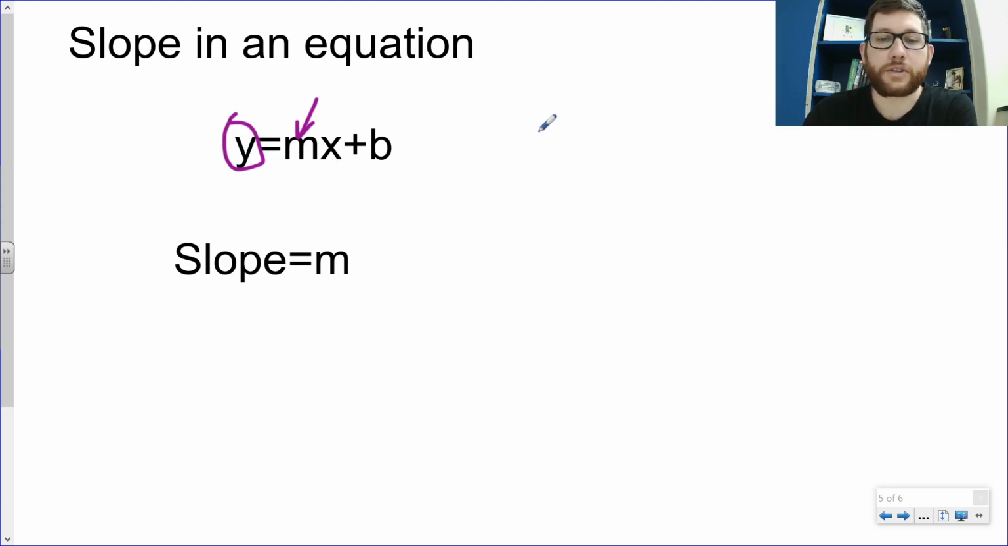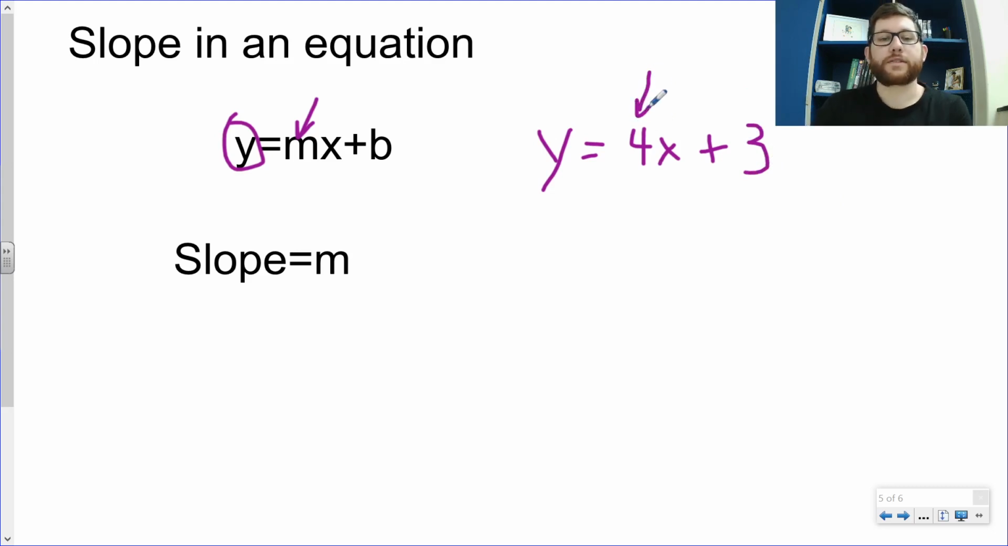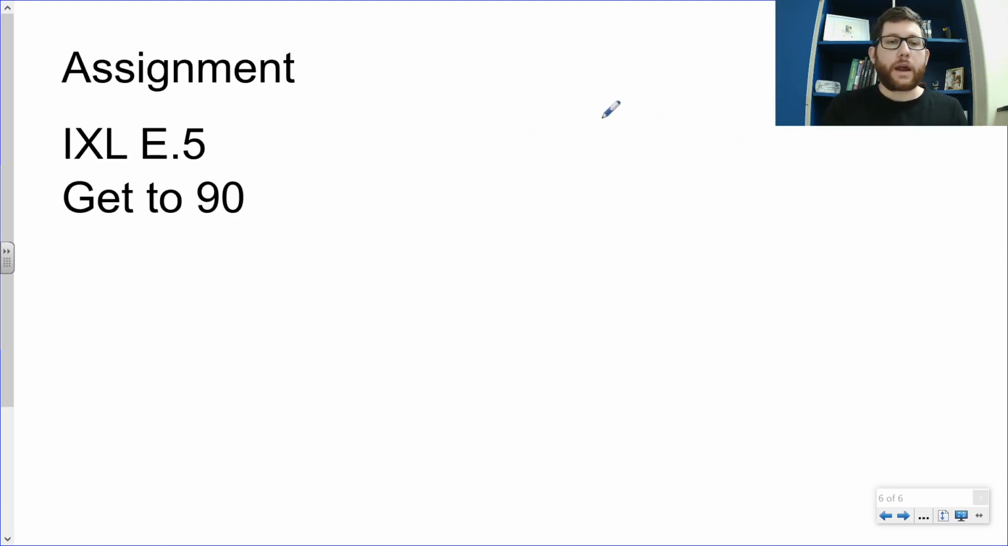Let me show you an example. Let's say I have y equal to, we'll do something simple, 4x + 3. I can basically ignore the +3 and the y, and zero in and say that the 4 right there is my slope. Then I could do my parallel and perpendicular slope. So that's just a review. If you see an equation that looks like this, with y by itself, our slope is always this value in front of x.